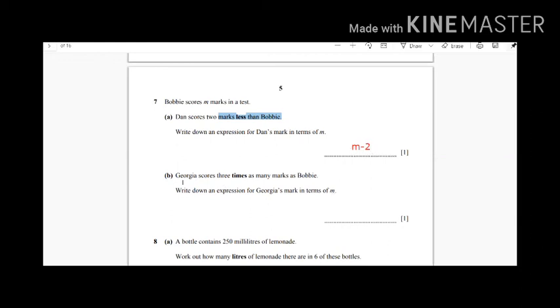Next thing is: Georgia scores 3 times as many marks as Bobby. So what will be the equation over here? Not equation, expression. What should I write over here? Read this and tell me. Georgia scores 3 times as many marks as Bobby. Write down an expression for Georgia's mark in terms of M.